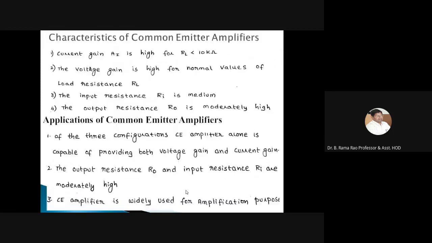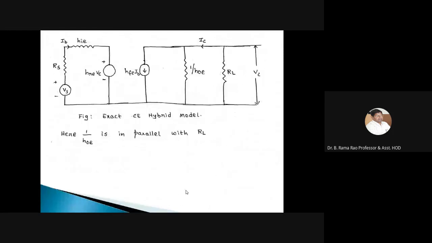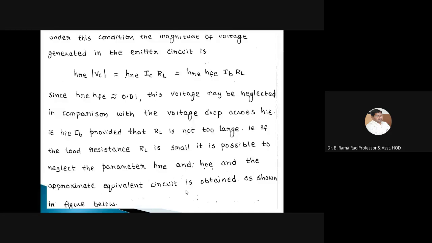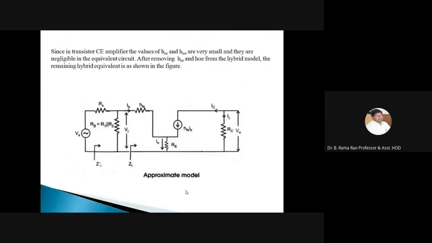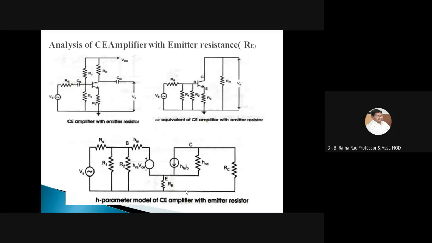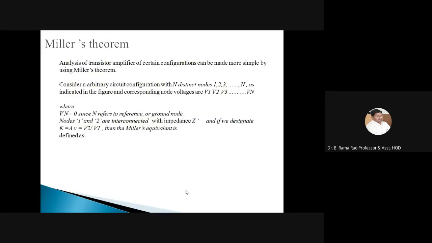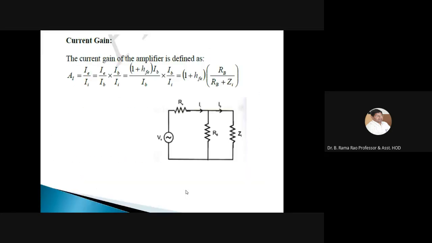Then I have gone through the simplified hybrid model. This is the approximation model for the CE, CB, and CC. After that, I have considered the hybrid emitter resistance into account. Then we have seen the analysis like this. Okay, up to this, I have completed one part, and another part is FET analysis.